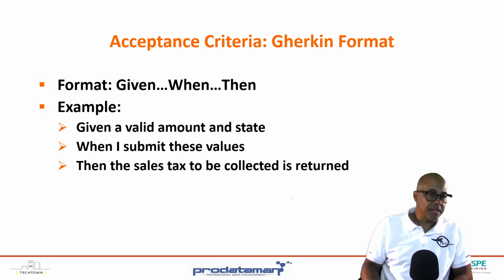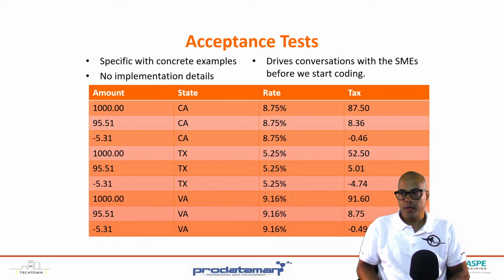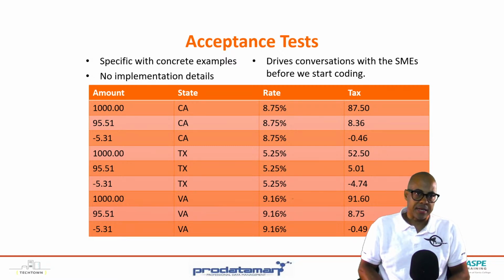Now, to be able to run these tests, we're going to have a few input values. In this case, we need an amount and a state, and then the tax that we expect to be returned from the system. So our input wouldn't include the rate. The rate is supposed to be inside of the system. So our input would be the amount, the state, and what we expect to be returned.